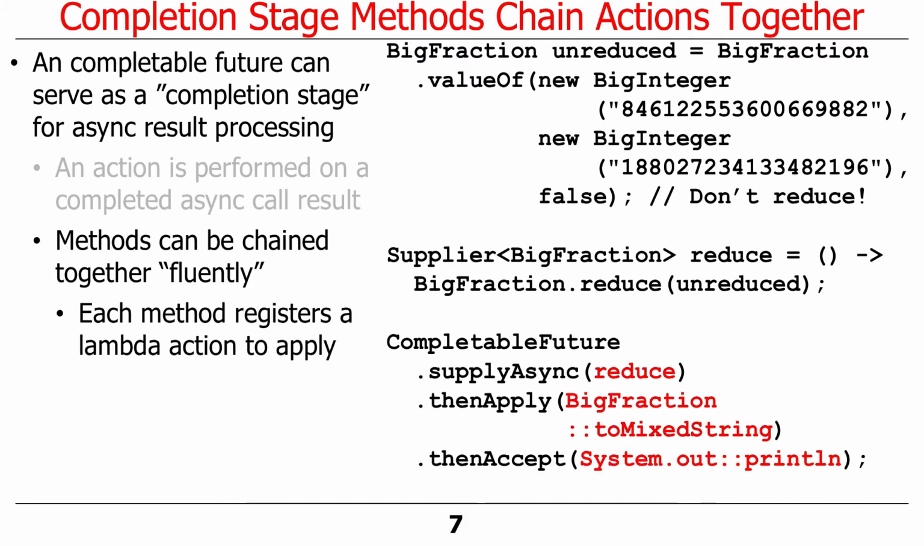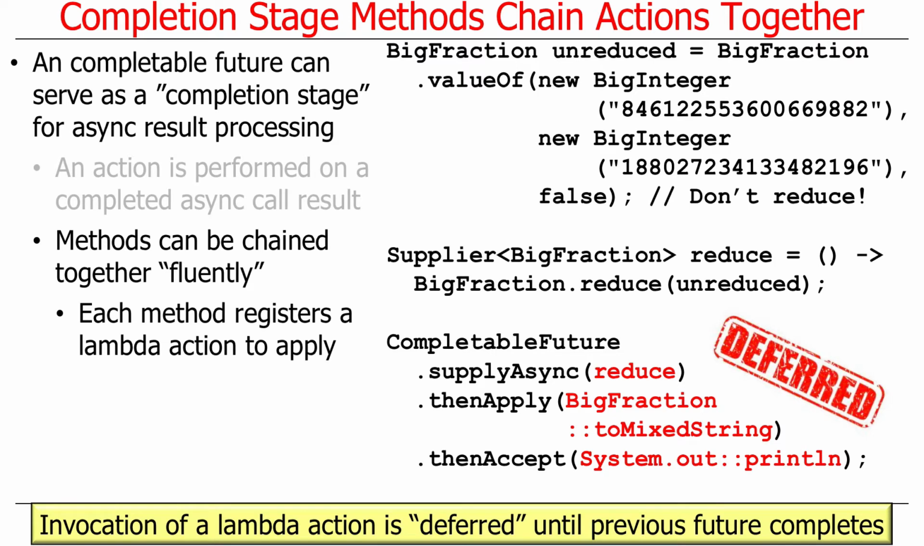And each of these methods here are called completion stage methods. These two, thenApply and thenAccept, are completion stage methods. supplyAsync is a factory method. Each of these things registers a lambda action to apply when the previous stage is done. So what's happening there is that this is being deferred, right? In other words, we're saying, don't run them yet. But when the results are done, then run the action. So this invocation of the lambda action is deferred until the previous stage or the previous future completes.